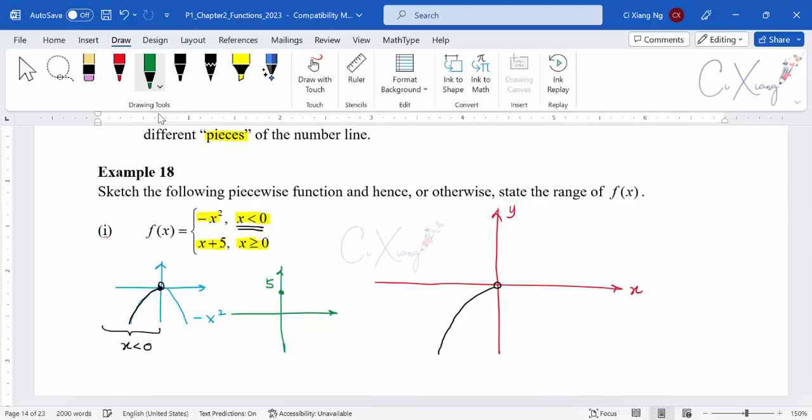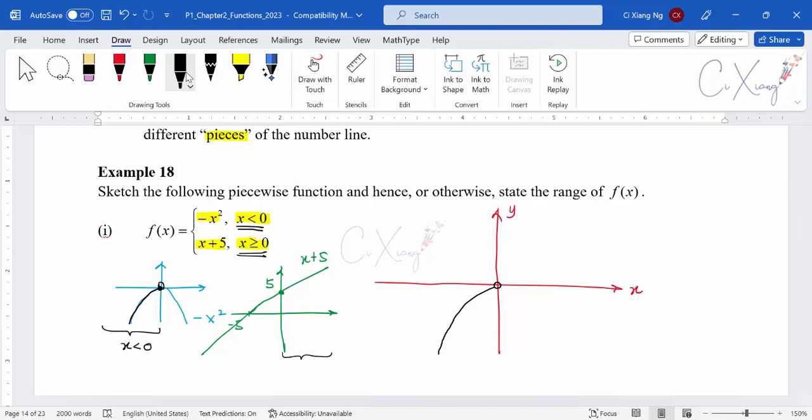And when y equals 0, x is negative 5, so I will have negative 5 here. And this is my original graph for the expression x plus 5. Because for this question, the expression x plus 5, we only want to focus on the domain x greater than or equal to 0. And where is x greater than or equal to 0?